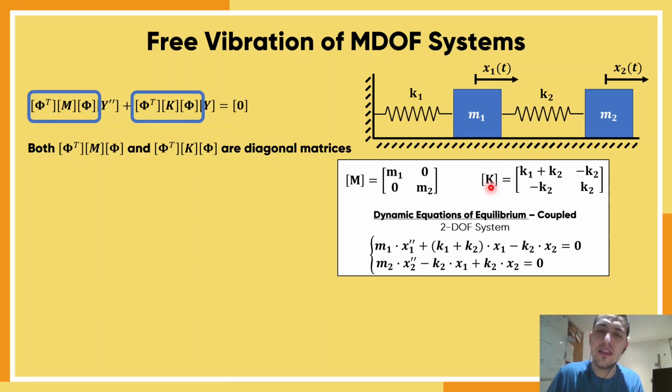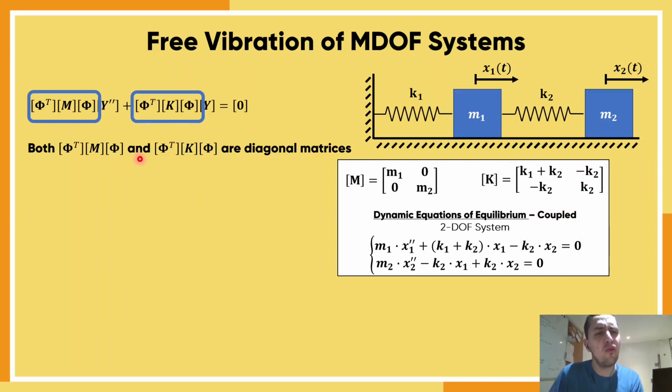So it's the fact that the stiffness matrix is not diagonal that causes your dynamic equations of equilibrium to be coupled. It is this minus k2 that is messing up this equation. If we didn't have this k2x2, we had an equation just for x1, so we knew how to solve it. And if we didn't have this minus k2x1 here, we could solve this one for x2. So it's these terms that are messing up our calculations.